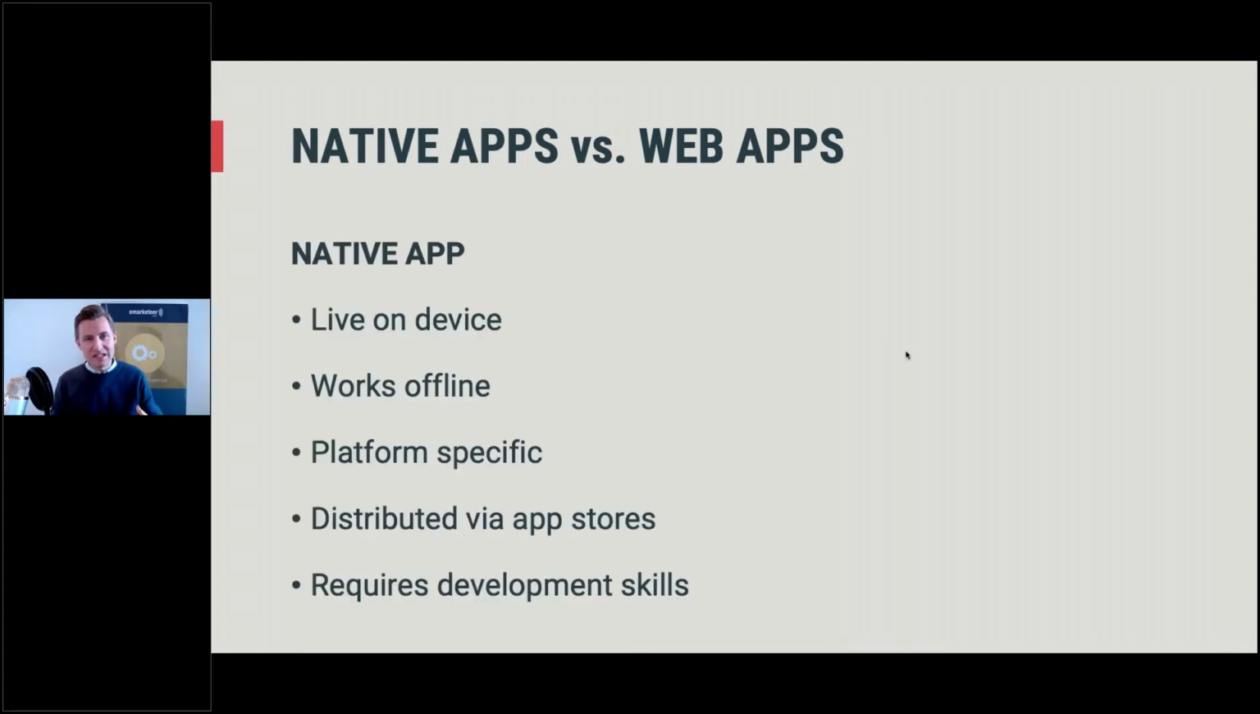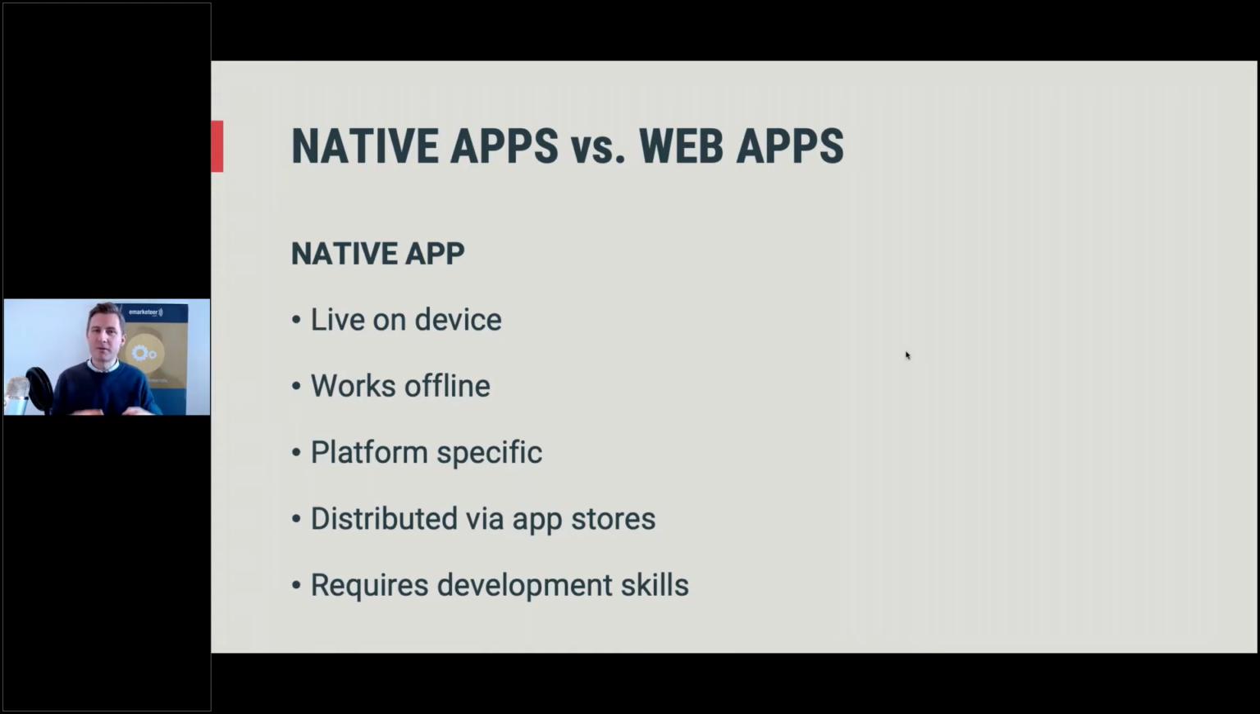And these are native apps. A native app means that the app lives on the device. So you've gone to an app store, you've downloaded the app, and it's installed on your phone, right? So it lives on the device. It works offline when you don't have internet connection, at least most do.